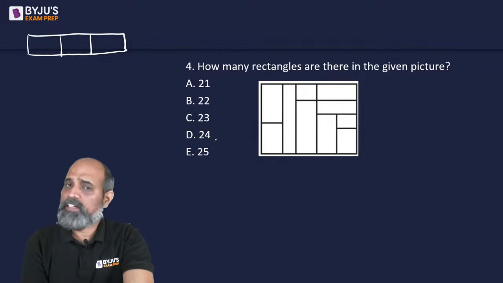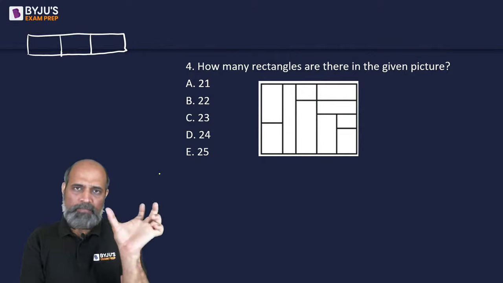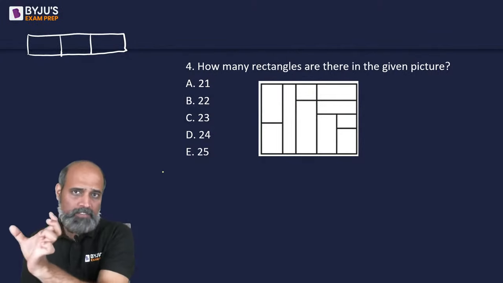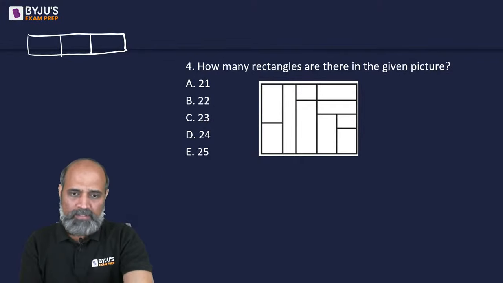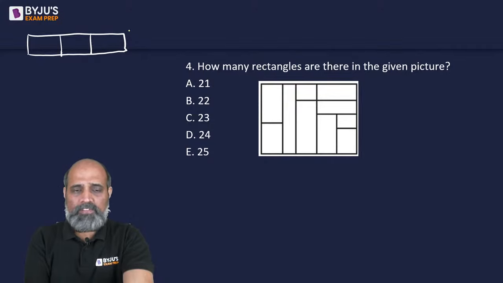Two people have answered D. The rest of you have answered B. कितने rectangles हैं? काउंट करो आराम से. Large, then medium sized by taking two rectangles left and right, then the smallest ones. कितने आ रहे हैं? How many rectangles are here?